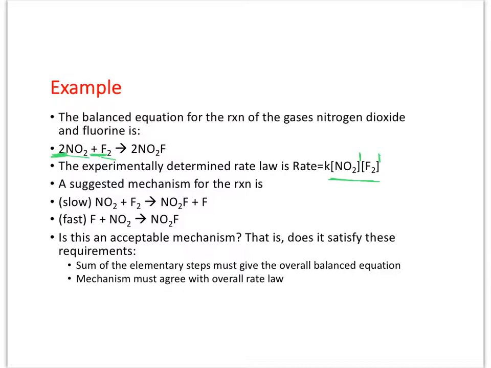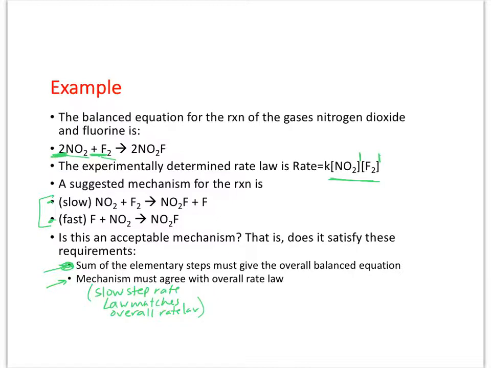A suggested mechanism for this reaction is, here's my slow step, here's my fast step. Is this acceptable? So are these two steps an acceptable mechanism? I have to be able to add them up to get my overall, and I have to make sure my slow step's rate law matches my experimental rate law.